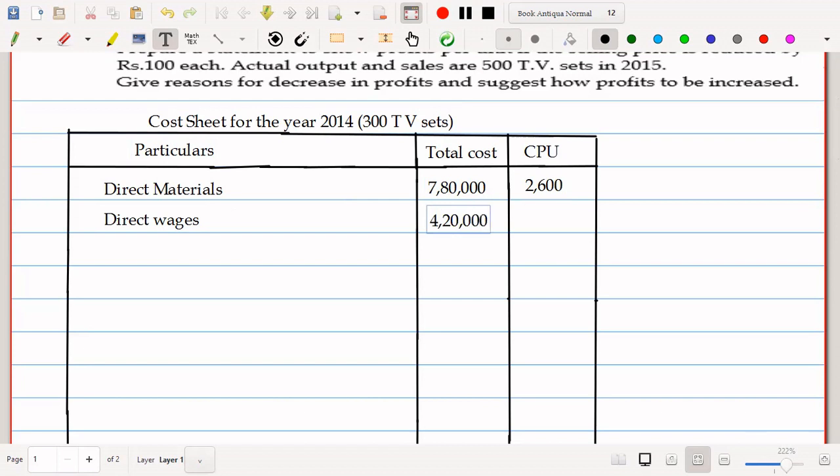Direct wages amount given is 4,20,000. So again it is for 300. What will be the amount for one TV set? When we divide 4,20,000 by 300, it comes to 1,400. So for one TV, it is 1,400 direct wages cost. So next we'll move on. We'll add this. What will be the total? Let us see. It comes to 12 lakhs, and this comes to 4,000. What is this now? This is prime cost.